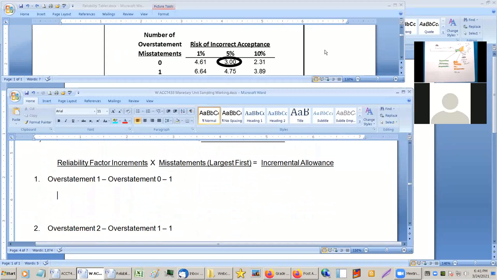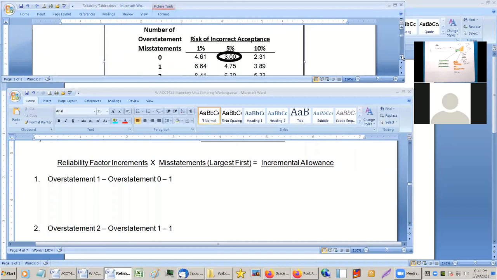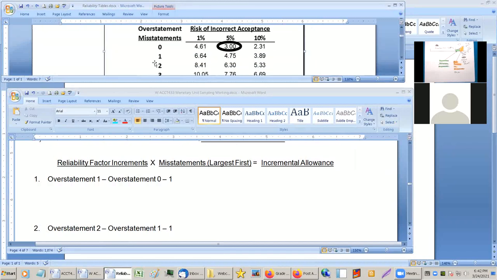Okay, so let's take this first one here. So we go to the table here for the reliability factors. And we are going to take the increment between zero misstatements and one misstatement. So we're going to start out with the overstatement for one, what that factor would be, it's 4.75, minus the overstatement at zero, which is three.